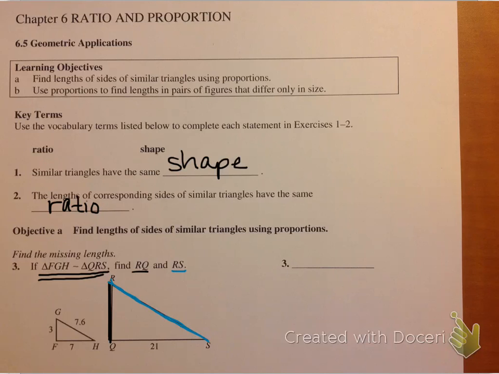So the way we're going to do this is I always like to start off with my missing piece. So we're going to find RQ first. And again, we're going to set up proportions to solve these. So RQ is going to be my x. So in the smaller triangle, what corresponds to RQ? Well, the vertical piece of the smaller triangle is 3.